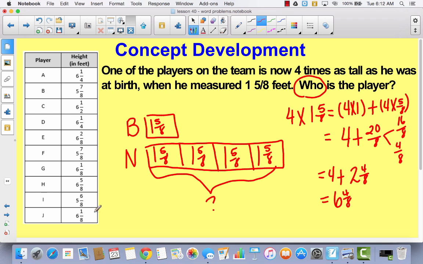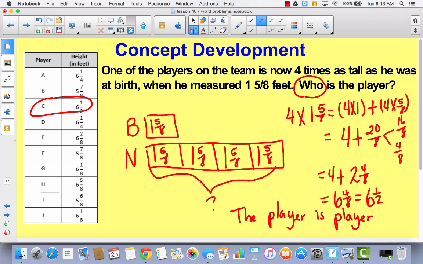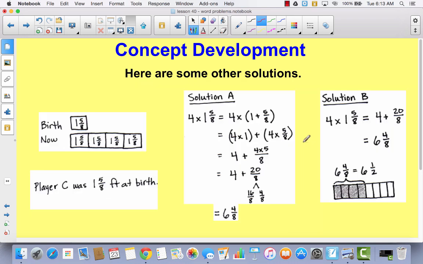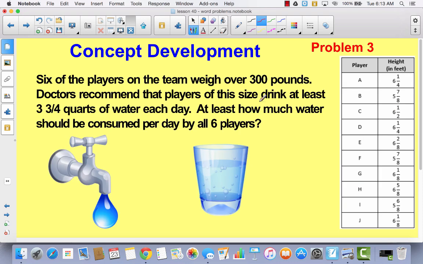What do you notice? There's not a 6 and 4/8. Do you notice a number that's equivalent to 6 and 4/8? What do you know about 4/8? Well, I know 4 is half of 8. So is this equivalent to 6 and 1/2? Do you see a 6 and 1/2? I do, right here. So who is the player? The player is player C. Okay? All right, moving on to problem number 3.